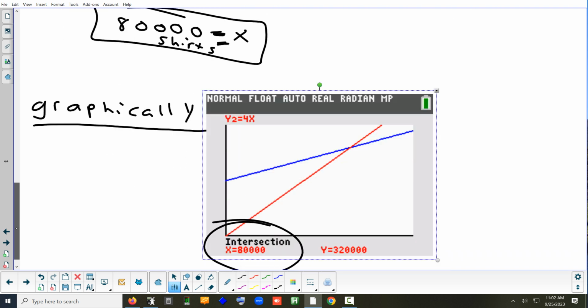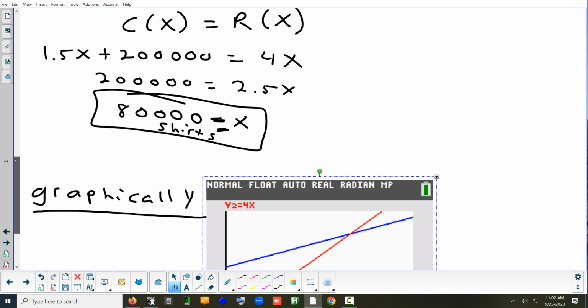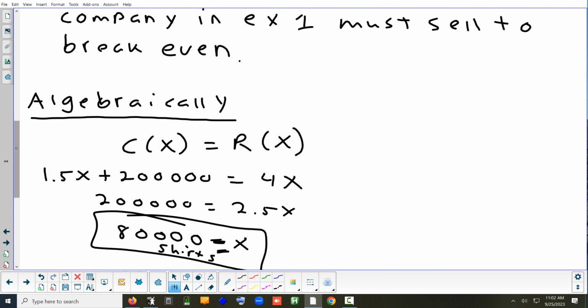Algebraically and graphically. Any questions on that? Again, that's called a break-even point. And you can do it either way. Just if the directions specifically say to do it algebraically, just make sure you show your work. If the directions say to do it graphically, there's not really a lot you need to show.